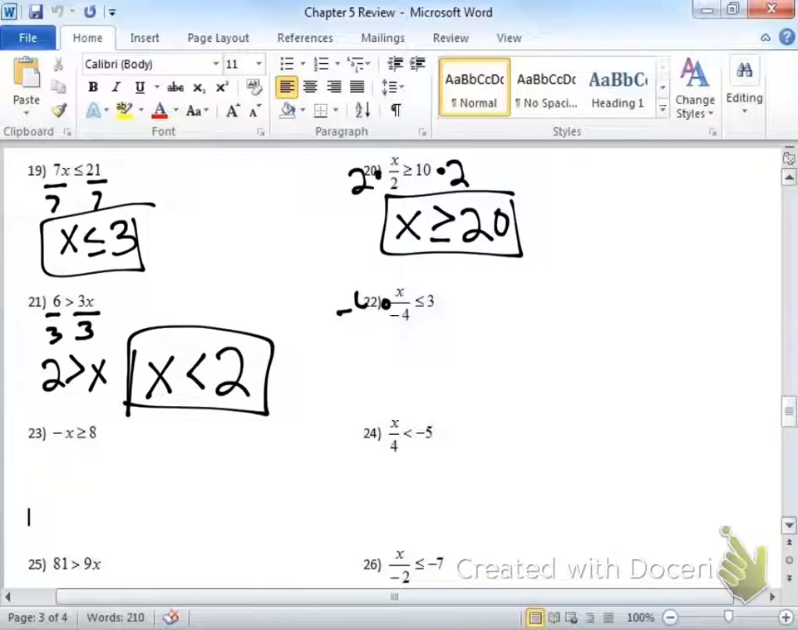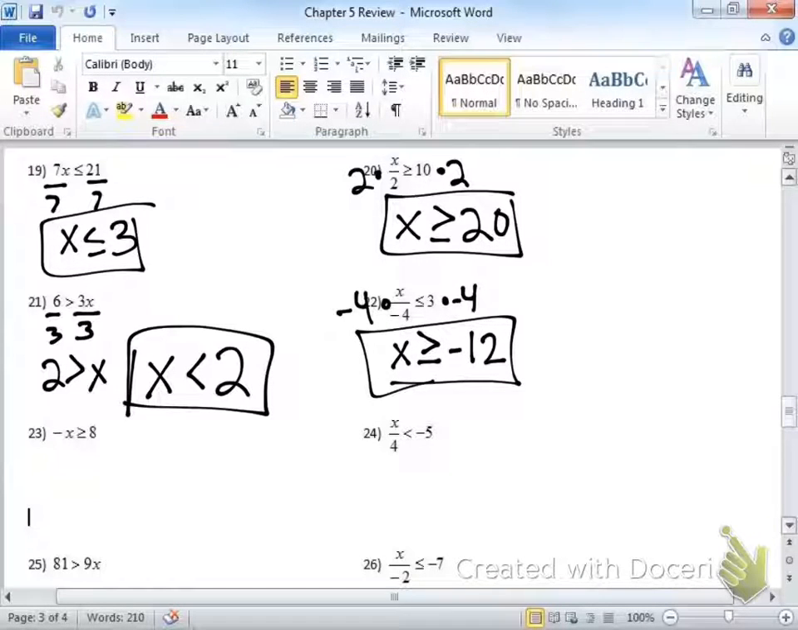22, I want to multiply both sides by -4. What happens to the inequality symbol when you multiply or divide by a negative? You have to flip it. So it was less than or equal to. Now it's greater than or equal to. So go back and double check this one for sure. Very common mistake.